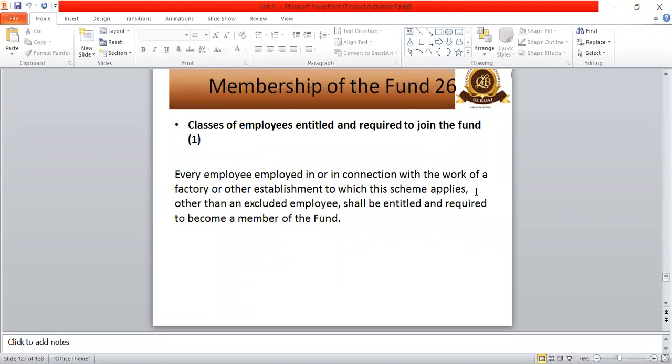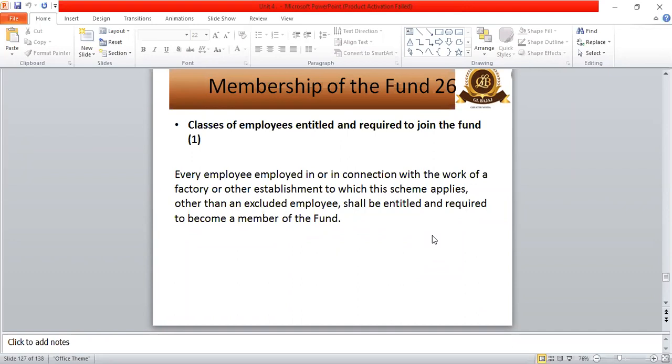Classes of employees entitled and required to join the fund. Here we'll be discussing what sort of employees are entitled and required to join the PF fund. Every employee employed in or in connection with the work of a factory or other establishment to which this scheme applies, other than an excluded employee, shall be entitled and required to become a member of the fund. It's simple, there's no complication here. If you are employed in an organization which comes under the purview of the PF Act, that means the organization is registered under the PF Act, then you are eligible to get your salary deducted for the PF account.